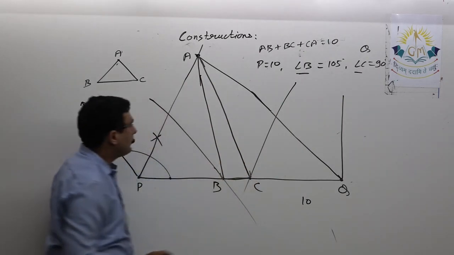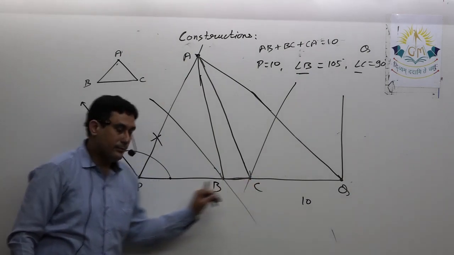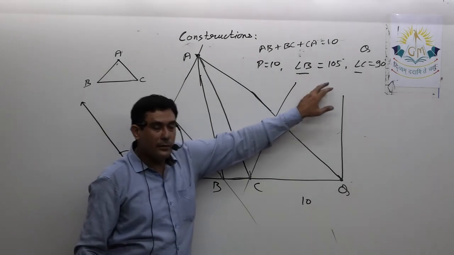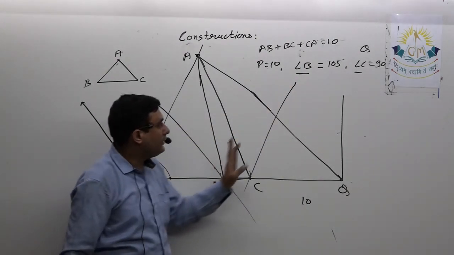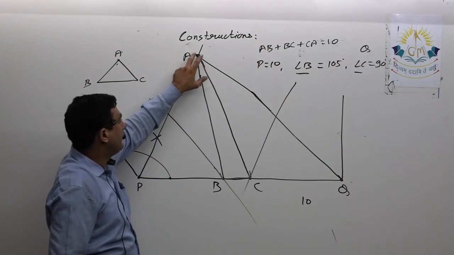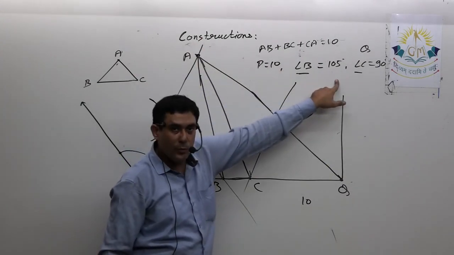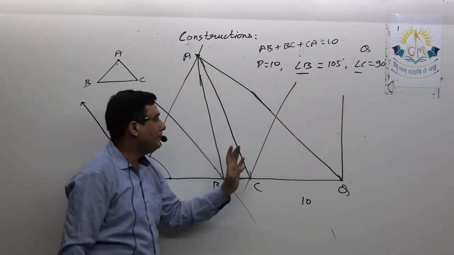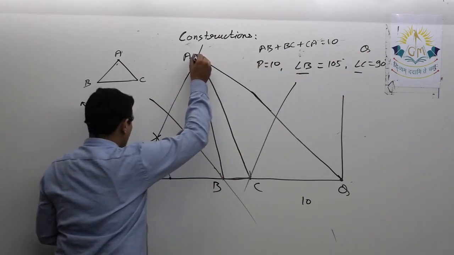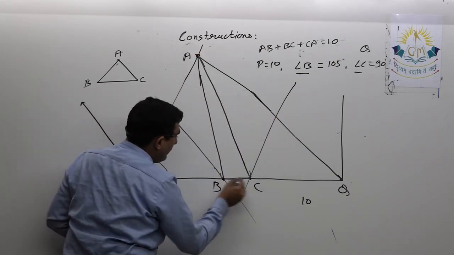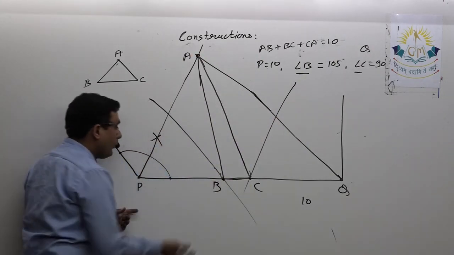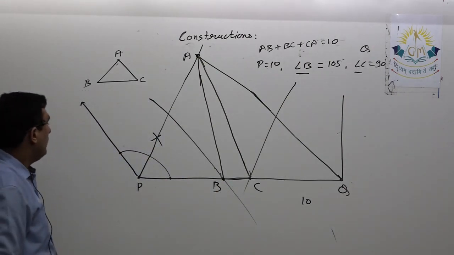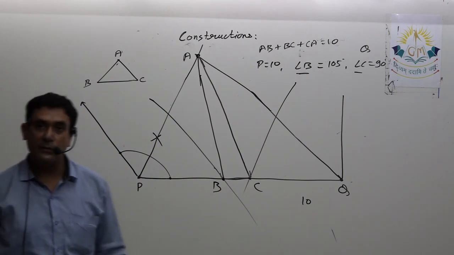So I hope this is clear to you. First I will draw the base, then at the ends of the base I will draw these angles, then I will draw the bisectors of these two angles. Wherever they meet, I will name it A, because B and C are over here. Then when I draw the perpendicular bisectors of these two segments, they will meet the base, and corresponding points I will name to get the triangle. So here I am finishing this construction as well.